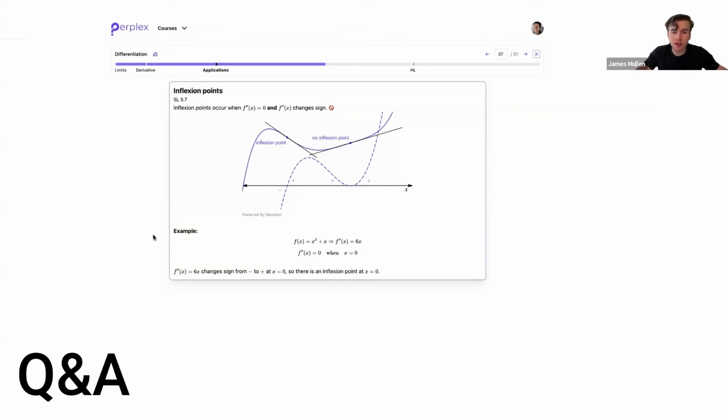But the thing to focus on is that if the second derivative does not change sign, if it has a double root, then there's not going to be an inflection point. And again, I haven't seen this show up in a question, but for the sake of making sure that you're aware of it, I wanted to mention it.